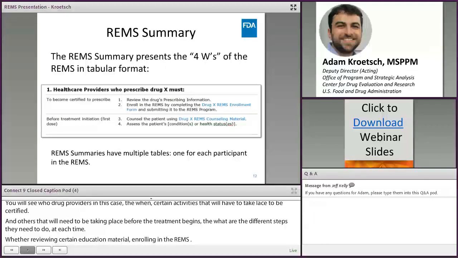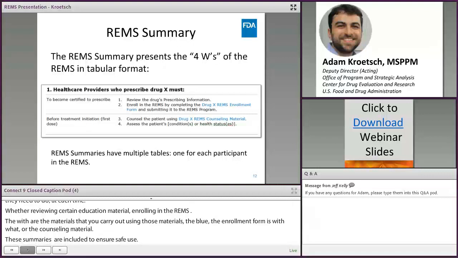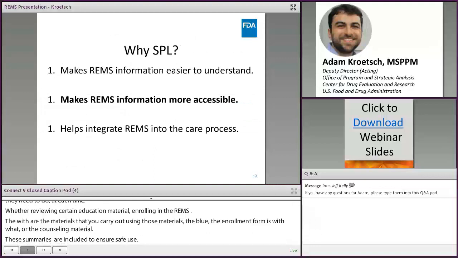So these REMS summaries are included in every REMS that has elements to assure safe use that is in SPL format, and each REMS summary will have multiple tables, one for each participant in the REMS. So that's how SPL makes REMS information easier to understand.